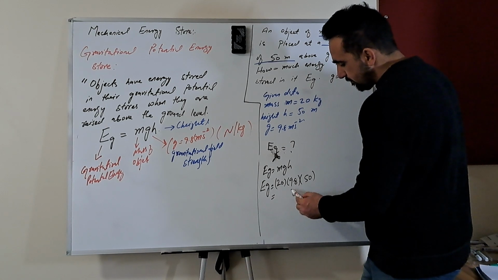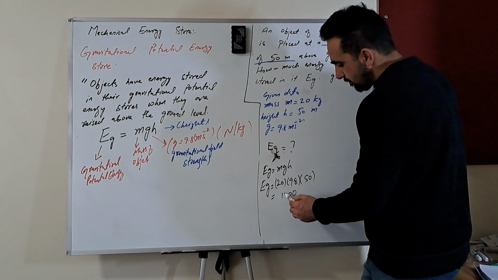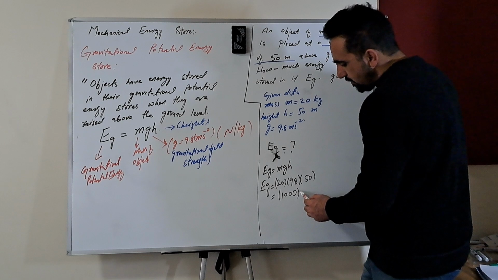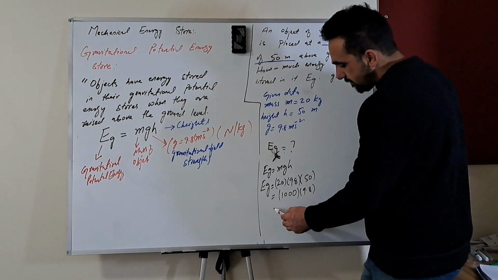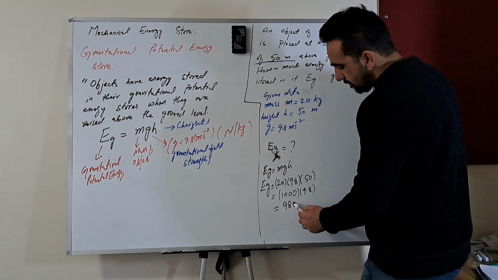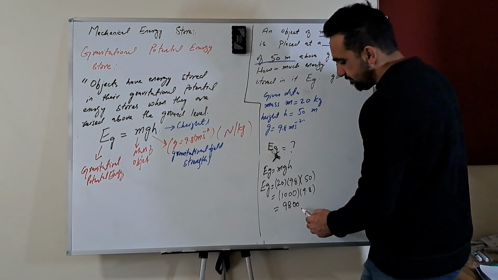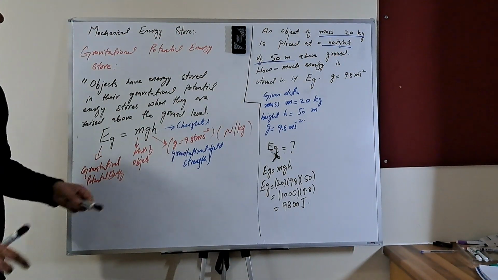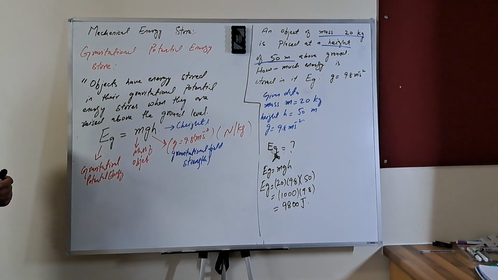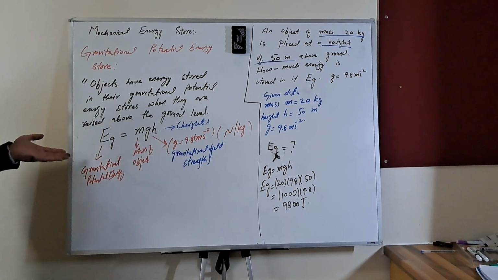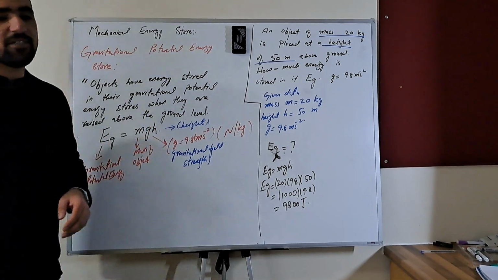So 20 times 50 is 1000, times 9.8, and it will become equal to 9,800. And what is the unit of energy? It's joule. So we can find potential energy by this technique. Gravitational potential energy, or how much energy is in the gravitational potential energy store, we can find by using this technique.